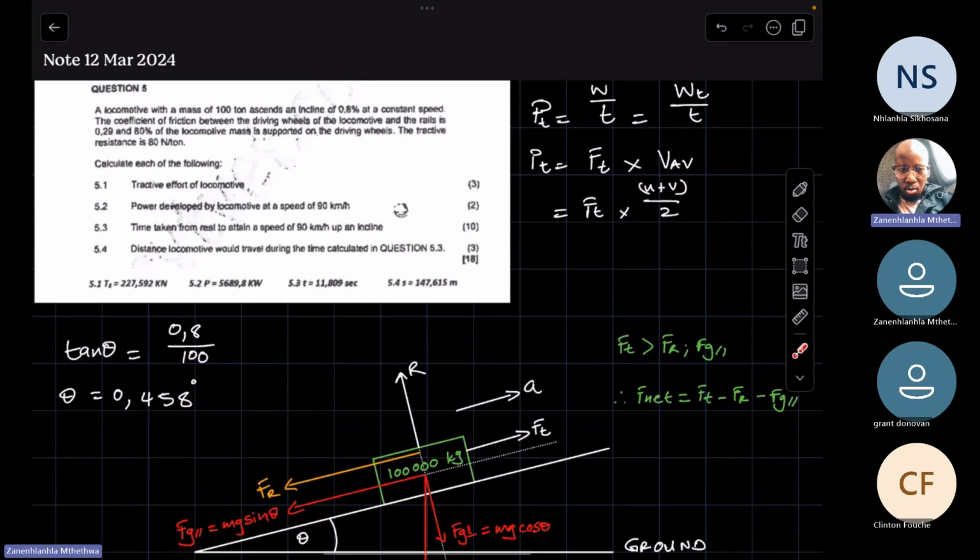If they only considered the locomotive or the mass of the locomotive. Right? Remember, I did say that you get problems where they only consider the locomotive, and then sometimes they consider the locomotive as well as the trucks it is pulling.